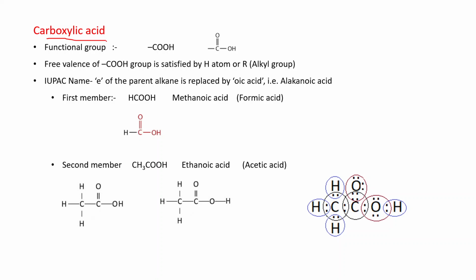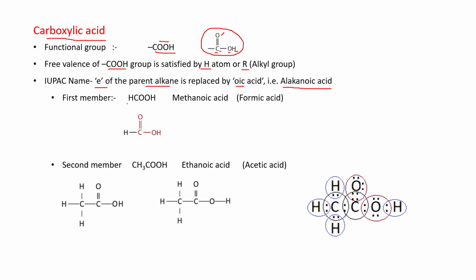Next one is carboxylic acid. The functional group is COOH. Again, remember, both oxygens are not directly bonded to each other. Actually, this is the bonding in COOH. One of the oxygen atoms is double bonded with the carbon, and this OH is attached by a single bond to this carbon and by a single bond to this hydrogen. And the free valency of this COOH group is satisfied by a hydrogen atom or by an alkyl group. And how can we write its name? The E of the parent alkane is replaced by oic acid, then we will get alkanoic acid.